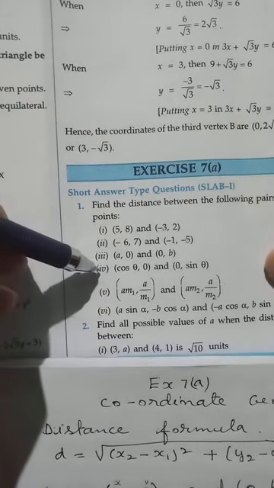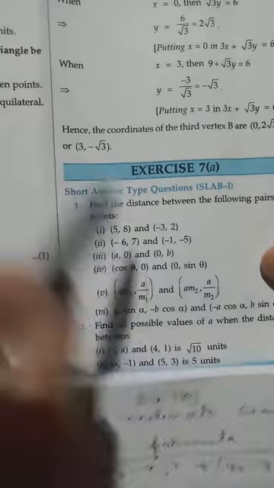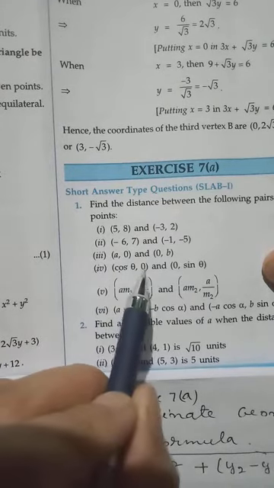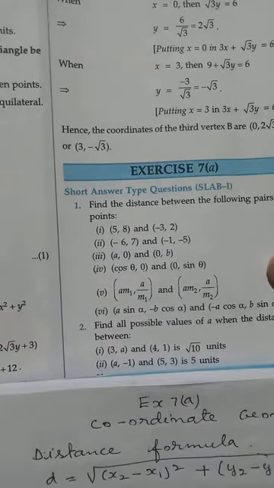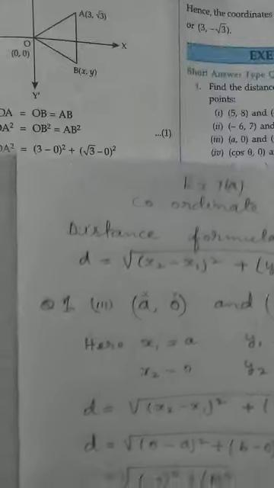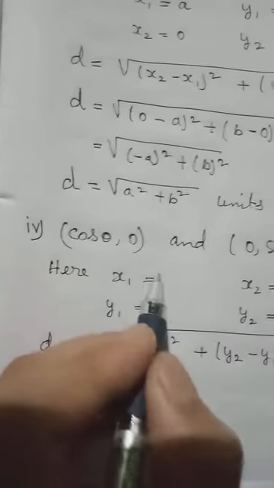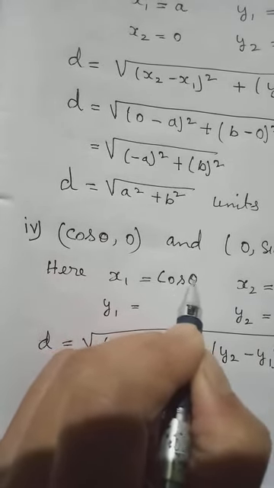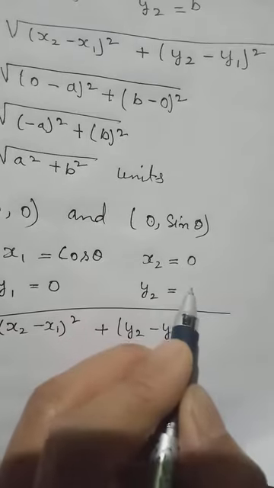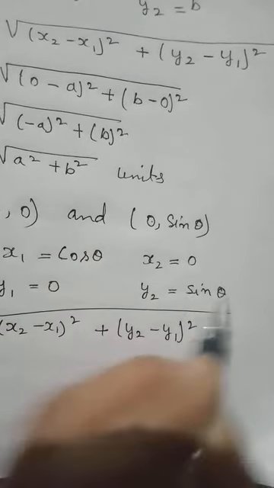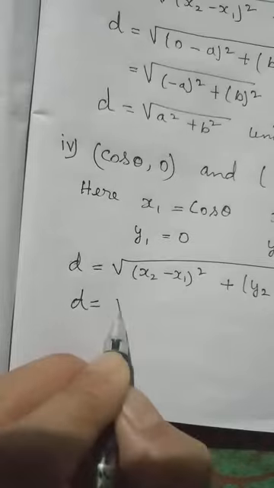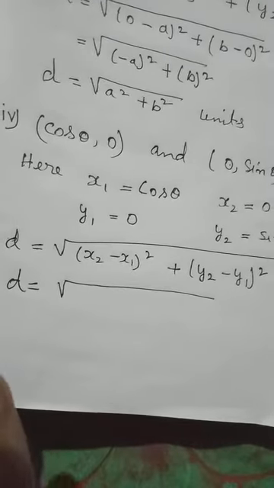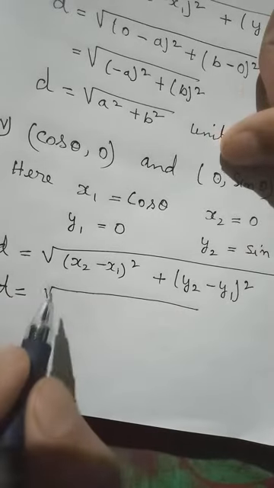Same way, we'll go to number 4. We have to find the distance between these two points. So here also we'll have this one as our x1, y1, x2, y2. Since we have to find the distance between them, that means we have to apply the distance formula. Here our x1 will be cos theta. Our y1 will be 0. Then x2 will be 0, y2 will be sine theta. Since we have to find the distance between them, let us replace in the distance formula. Square root of x2 minus x1 whole square plus y2 minus y1 whole square.